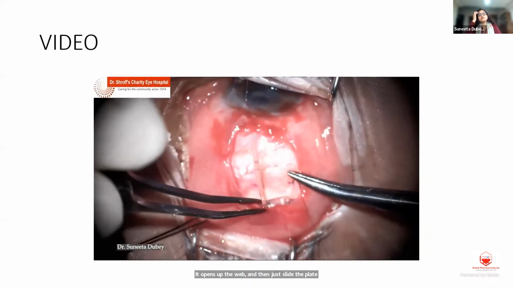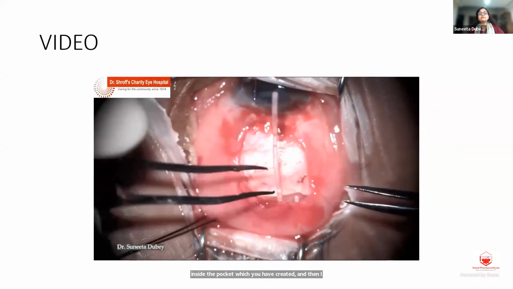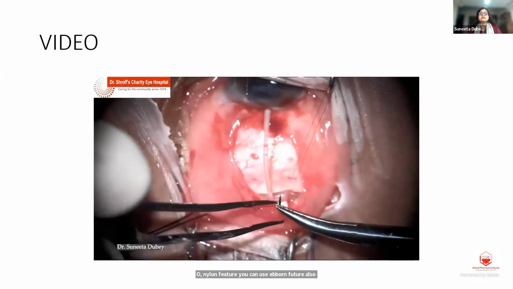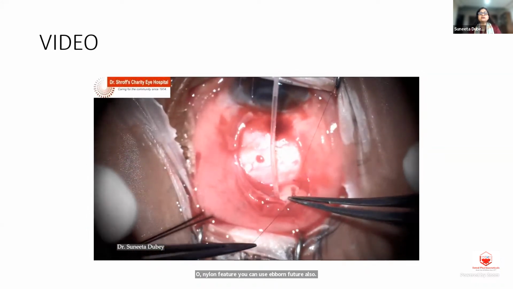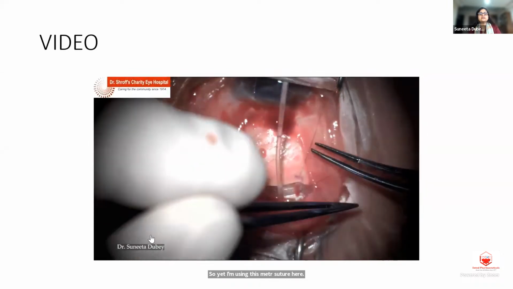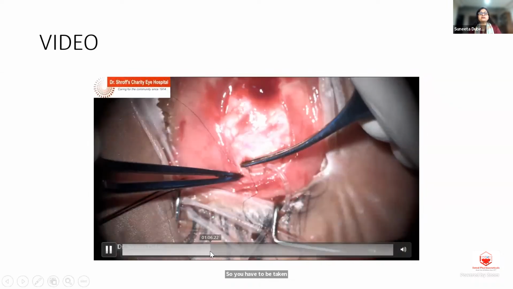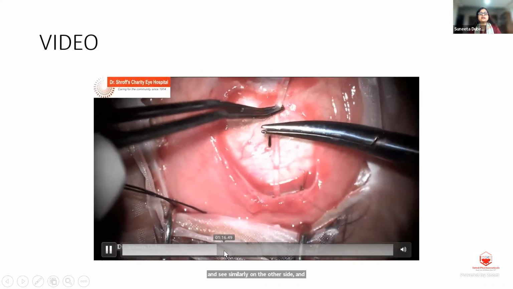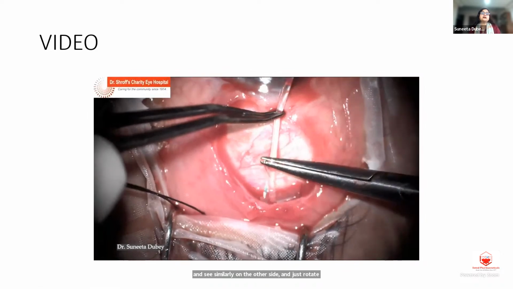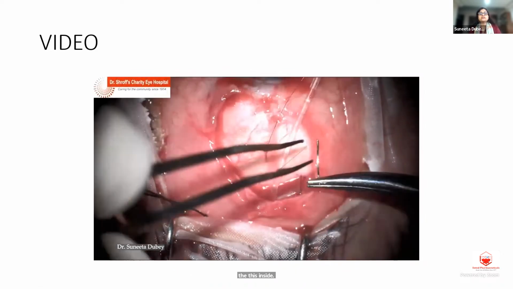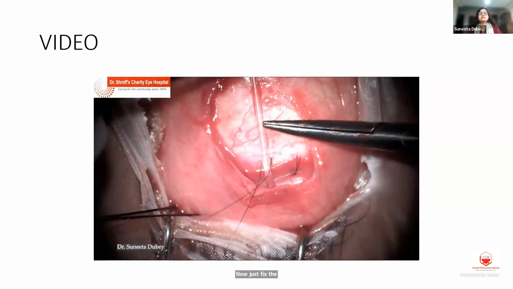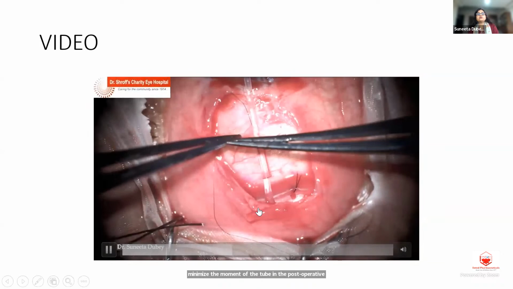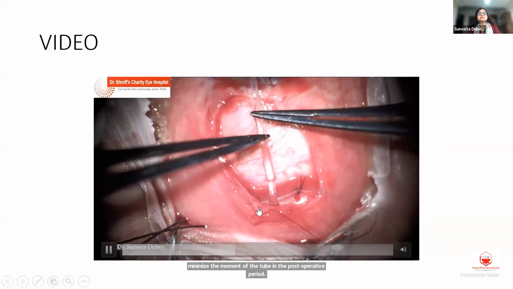And then I use this nylon suture. You can use Ethibond suture also. Here I'm using this mattress suture. It has to be taken twice and then just suture it. And similarly on the other side, and just rotate this inside. Now just fix the tube onto the sclera, and it will minimize the movement of the tube in the post-operative period. So again, I'm using nylon suture here.